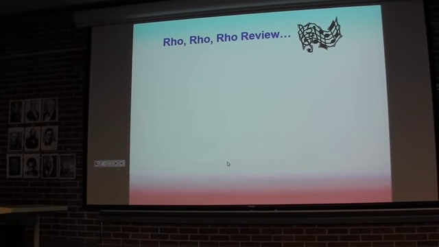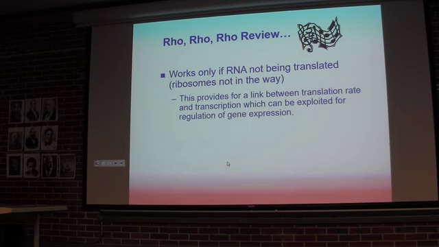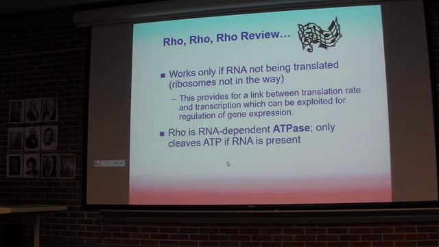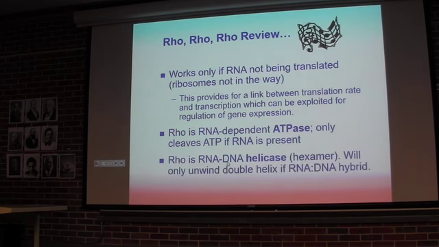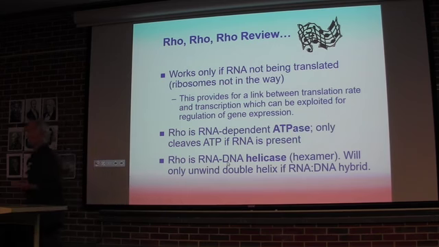A Rho review. It only works if RNA is not being translated and ribosomes are not in the way. It provides a link between translation and transcription. Rho is a helicase, an RNA-dependent ATPase. It only cleaves ATP if RNA is present. It needs it to move one base at a time. It will only unwind a double helix if it's an RNA-DNA helix, which is called a duplex. It doesn't unwind DNA.